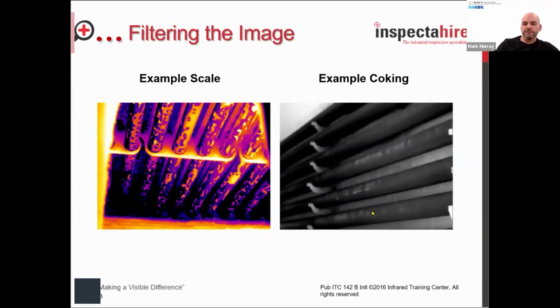So here we have a couple of qualitative thermography examples. So again, we've filtered out that gas flame, and we're able to get some really nice clear images. On the left-hand side, we've got a pretty pattern of scaling, and on the right, we've got the beginnings of evidence of coking within the pipe. So filtering out the flame allows us to visualize these different anomalies on the furnace tubes, which is useful information for the operators.